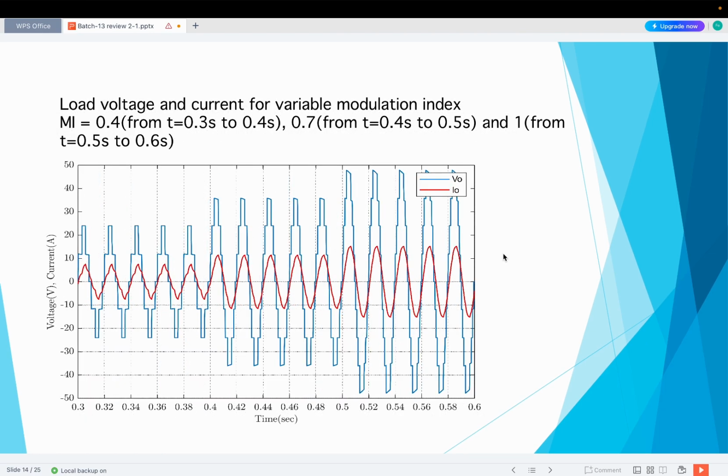Load voltage and current for variable modulation index. Modulation index equal to 0.4 from t equal to 0.3 seconds to 0.4 seconds. Modulation index where the amplitude of the carrier signal dominates, with slight variations corresponding to the modulating signal. The voltage and current waveforms will follow the modulation pattern, with the current waveform being modulated by the voltage waveform.